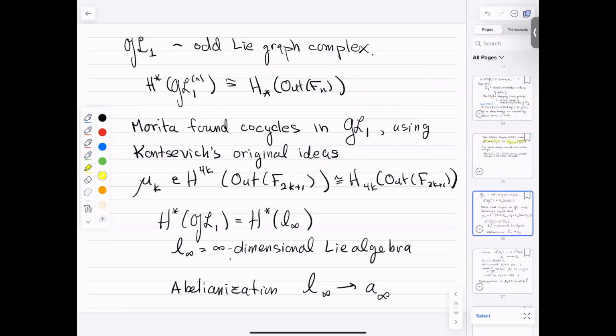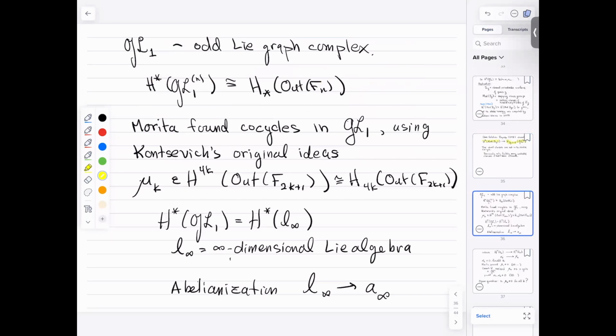What else? So that's a nice application of graph homology, even graph homology. Could go into more, okay. Now what about the odd Lie graph complex?